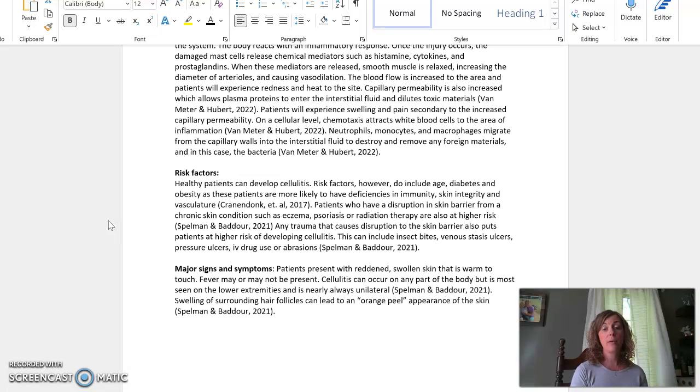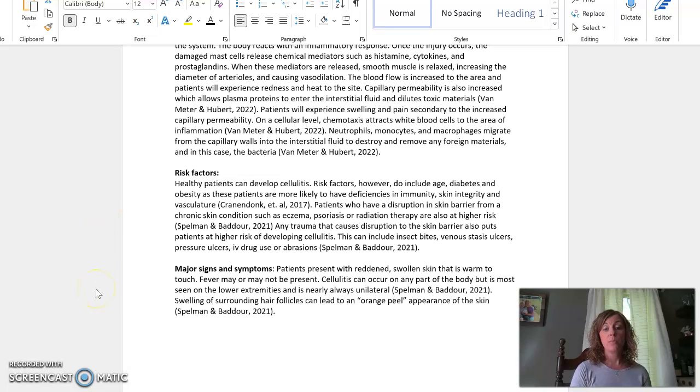Other patients that have disruptions in skin barriers are those with chronic skin conditions such as eczema, psoriasis, or radiation therapy. And then again, any other trauma that can happen to the skin, like an insect bite, but also venous stasis ulcers, pressure ulcers, IV drug use, and again, abrasions.